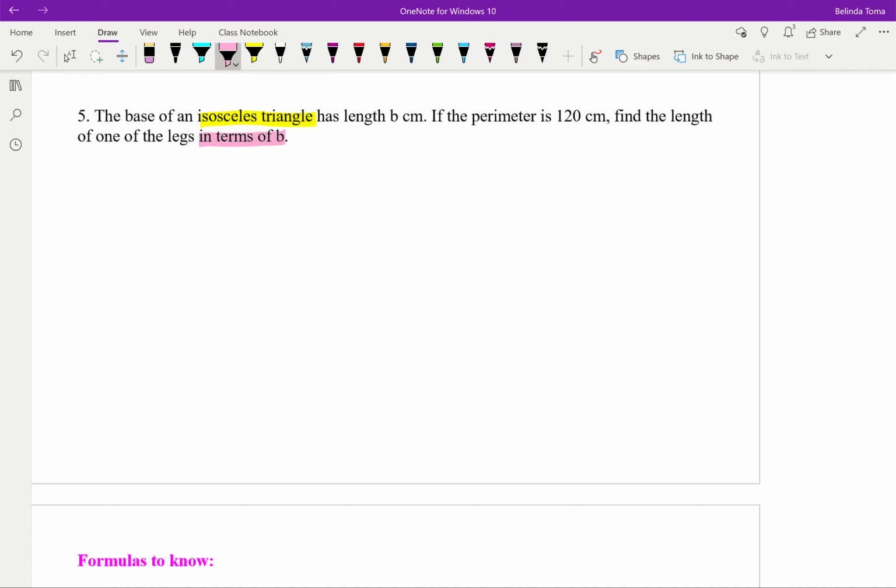So let's go ahead and draw a triangle here, and I'm going to try to make sure we know what an isosceles triangle is. So an isosceles triangle has at least 2 of the sides equal, and in this case the b is the base. So again, we could label that here, and then because at least 2 of the sides are equal, I'm just going to come up with a variable, and I'm going to say that x is equal to the legs of the triangle.